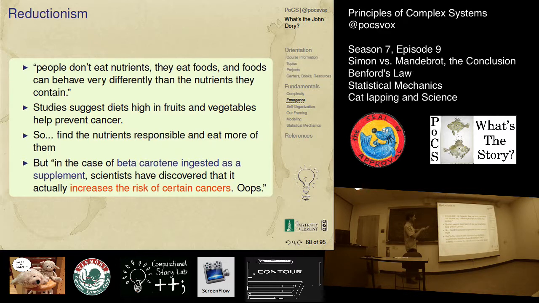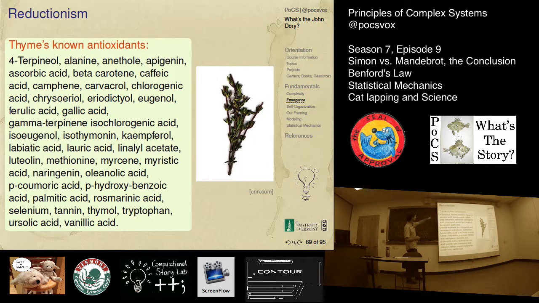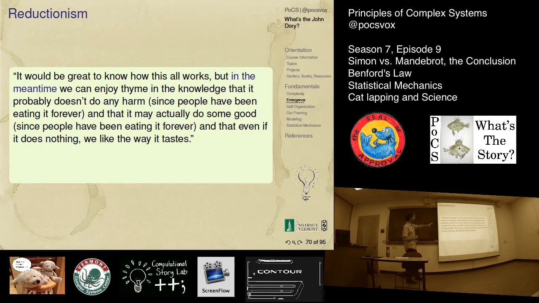I mean, we have to be in this state that we're in now, where we're figuring out the details, and I don't know how long this is going to take. This is thyme, for example. These are antioxidants in thyme. That's quite a lot. You break these things out and eat them, and well, we do it. It'd be great to know how this works, but in the meantime, we enjoy thyme and the knowledge it probably doesn't do any harm. It may actually do some good. And even if it does nothing, we like the way it tastes.